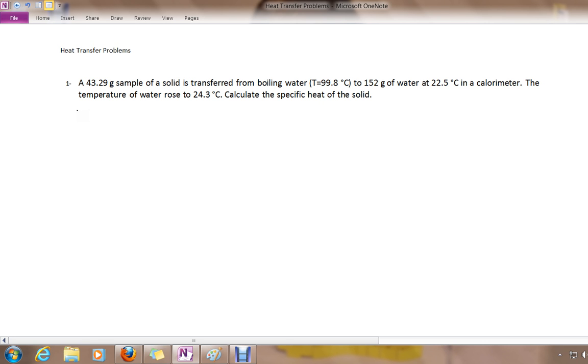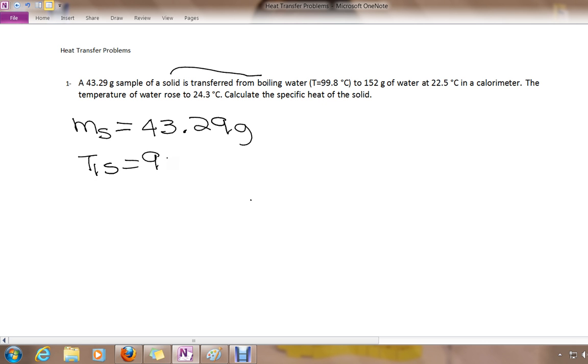So we got the mass of the solid would be equal to 43.29 grams. It's transferred from boiling water, so that means that the initial temperature of the solid, how do you know? Because the solid was in the boiling water. So it's the temperature of the boiling water, like we did in the lab yesterday, in degrees Celsius.